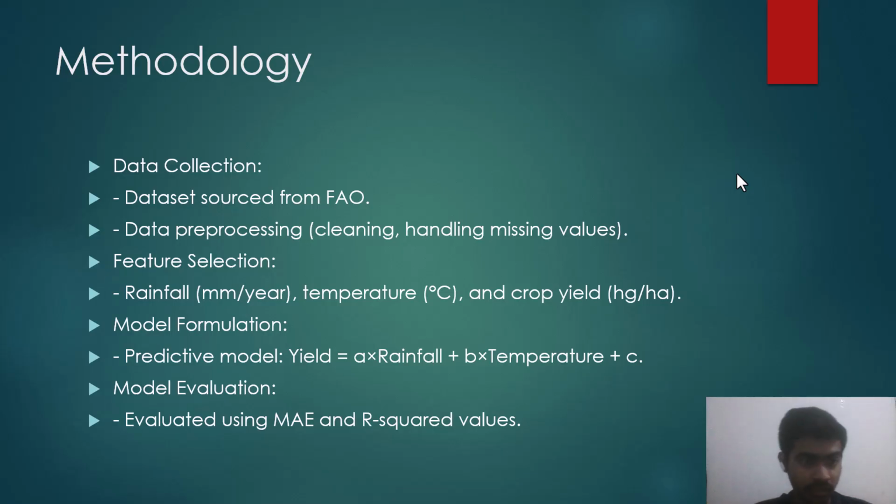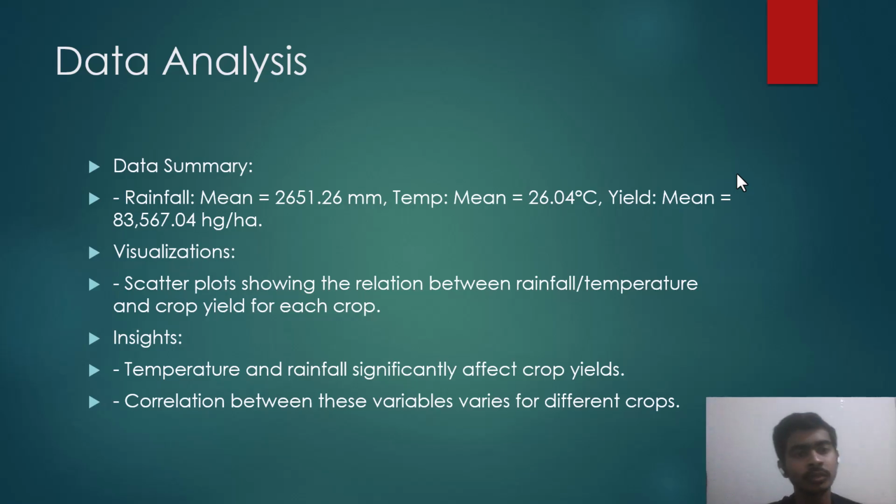Then we have model formulation. Our predictive model is yield equal to a, a constant, times rainfall, plus b, a constant, times temperature, plus c, the third constant. Then our model is evaluated using MAE and R squared value to measure its accuracy and how effective it is. Then we went to the data analysis.